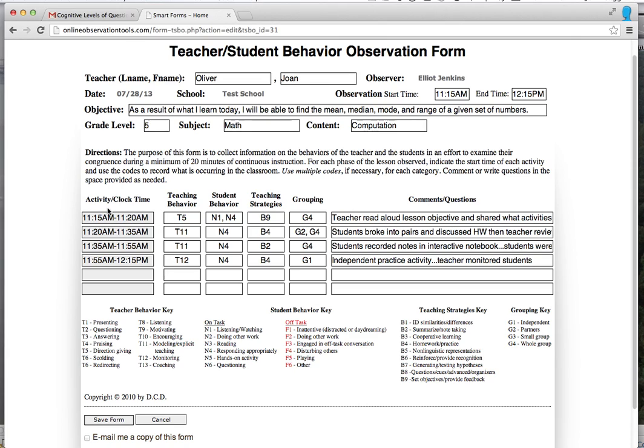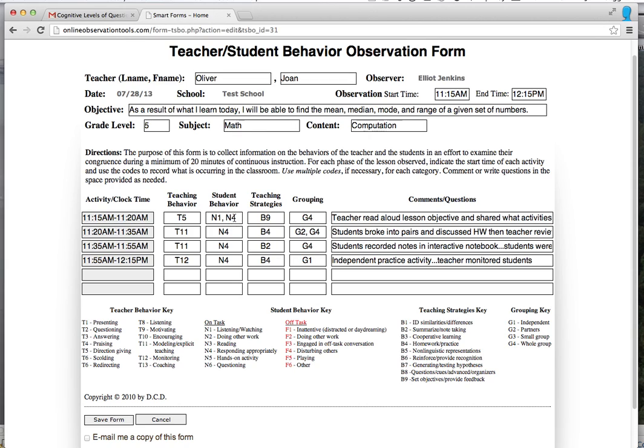Taking a look at the columns from left to right, I've talked about the activity and clock time. We have the teaching behavior key here. So it gives me an idea as the observer, and feedback as a teacher, exactly what the teacher was doing, the particular behavior during that particular portion of the lesson. The student behavior piece, I'm able here to capture either on-task or off-task behavior. And in this particular example, I've recorded 2 on-task behaviors, N1, listening and watching, and N4, hands-on activity, responding appropriately.